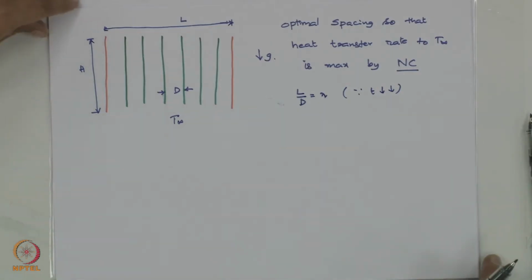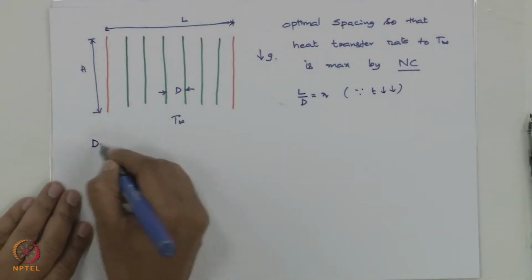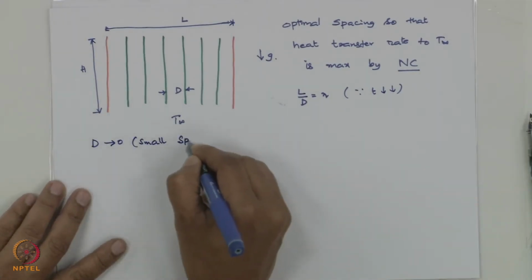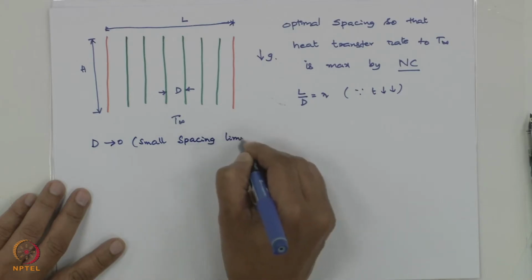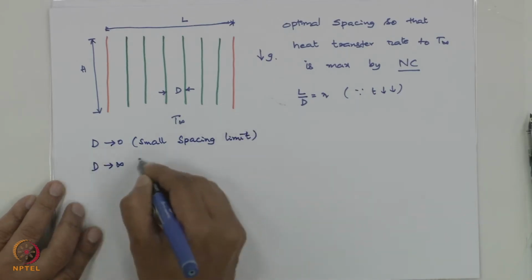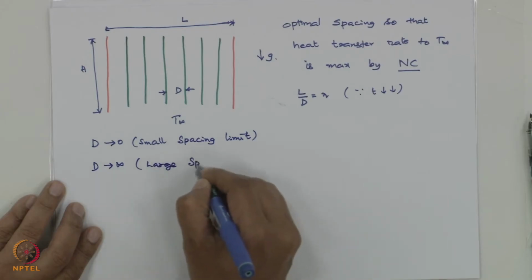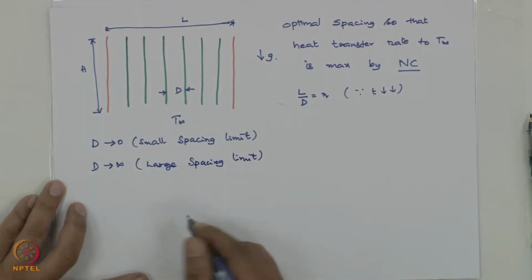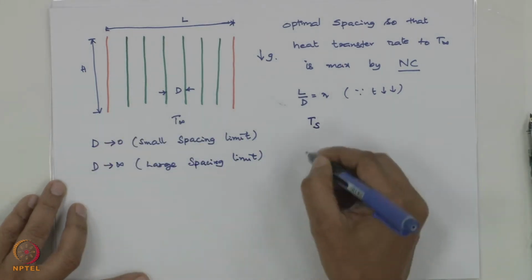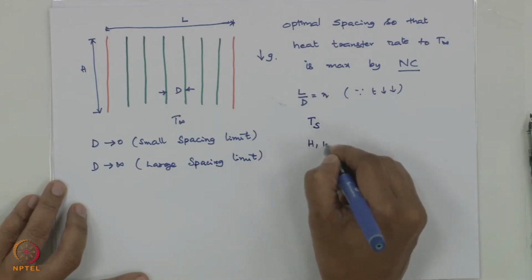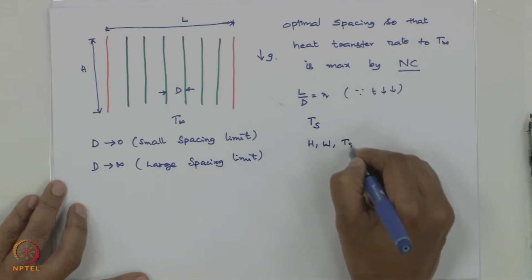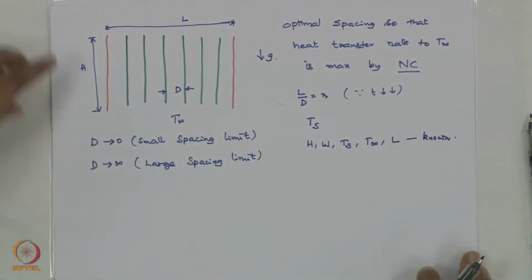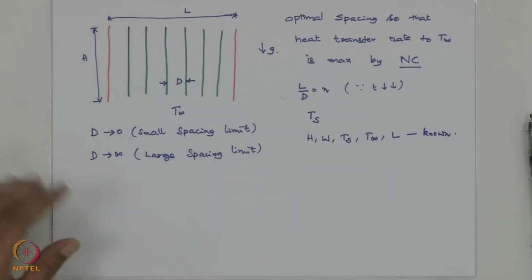So there are two limiting conditions which I can take up, that is D tending to 0, the small spacing limit, and D tending to infinity, the large spacing limit. For both the cases we have already closed form solutions. It is assumed that each of the boards is maintained at Ts. So known are h, w, which is width of the plate, Ts, T infinity, L. These are known. Now let us see how do we get the optimal heat transfer rate.